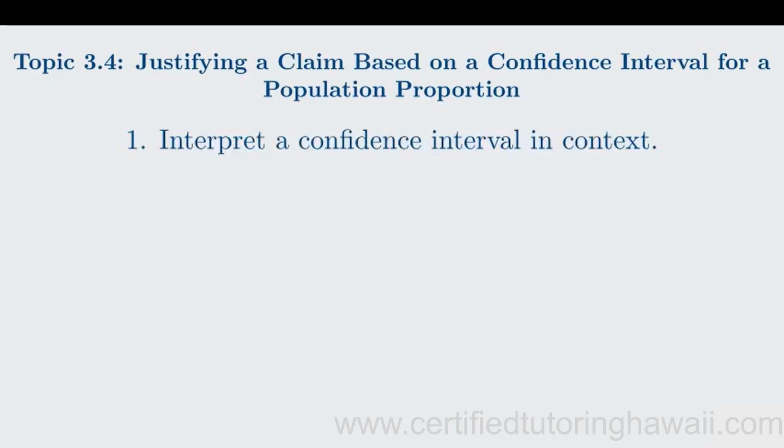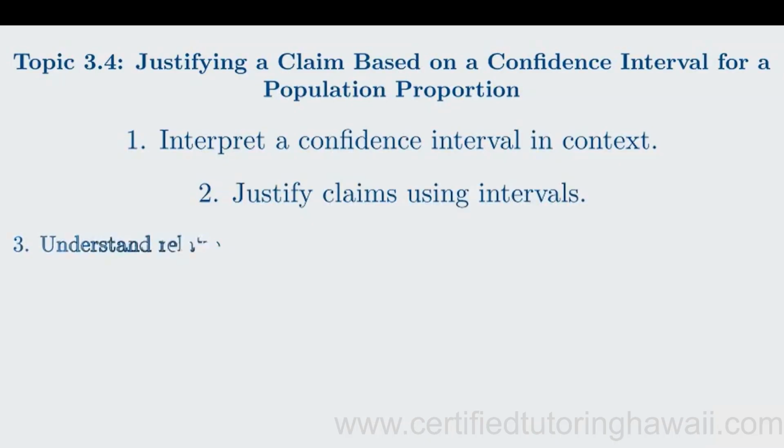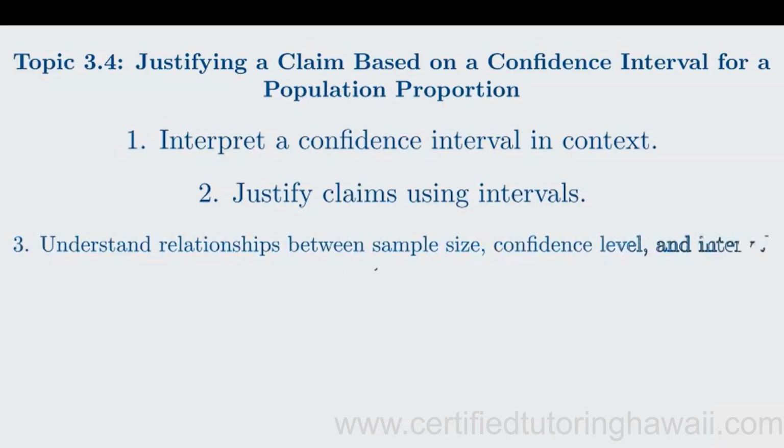Welcome to AP Statistics. Today we are tackling topic 3.4, justifying a claim based on a confidence interval for a population proportion. In this lesson, we have three main objectives. First, we will learn to interpret a confidence interval in context. Second, we will justify claims using these intervals. And third, we will understand the relationships between sample size, confidence level, and interval width.